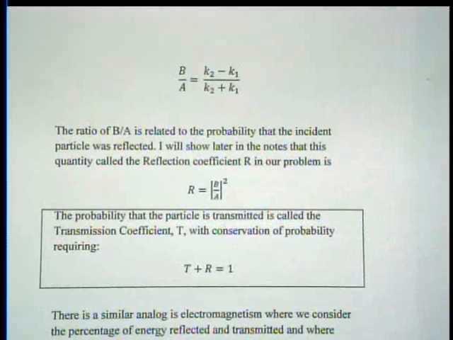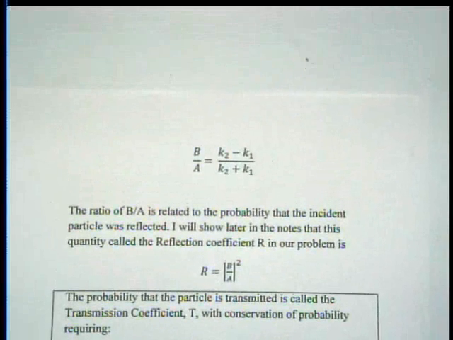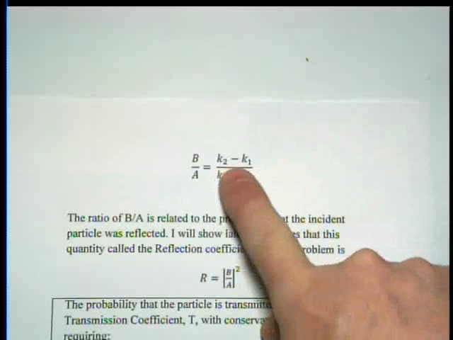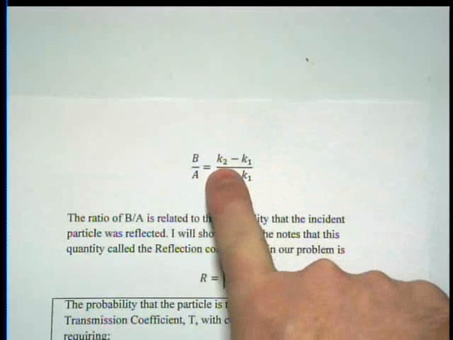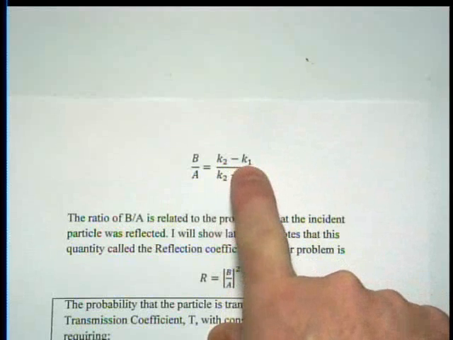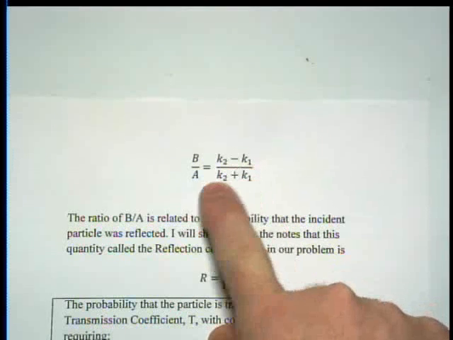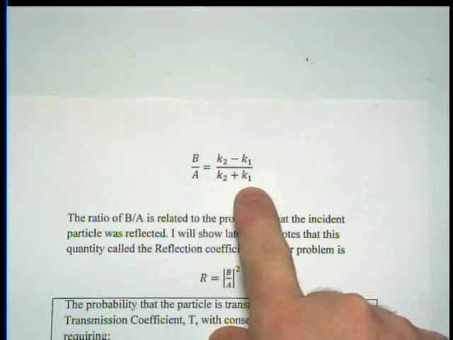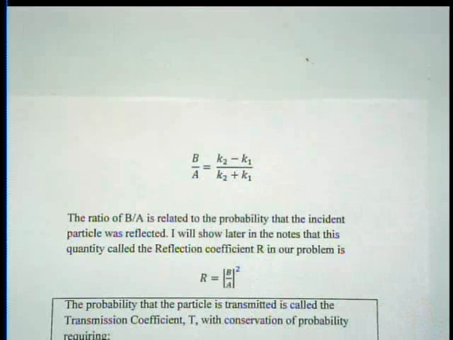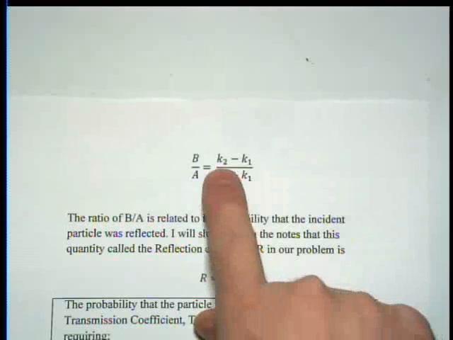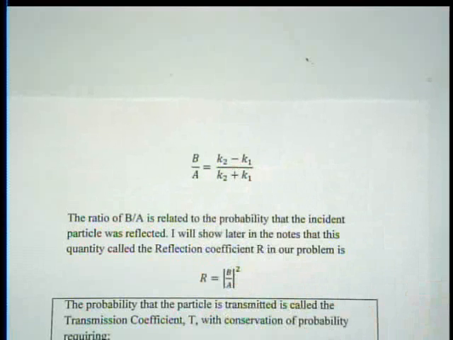And I actually solved, just before that, that this ratio had to do with the differences in the wave number. So this is the wave number in the second region, and this was the wave number in the first region, divided by the sum. Obviously, if there was no barrier, then the region before the barrier would have wave number K1, and the region after the barrier would still be K1. K1 minus K1 is 0, and you get no reflection, you just transmit through. So if there's no barrier, you have 100% transmission.